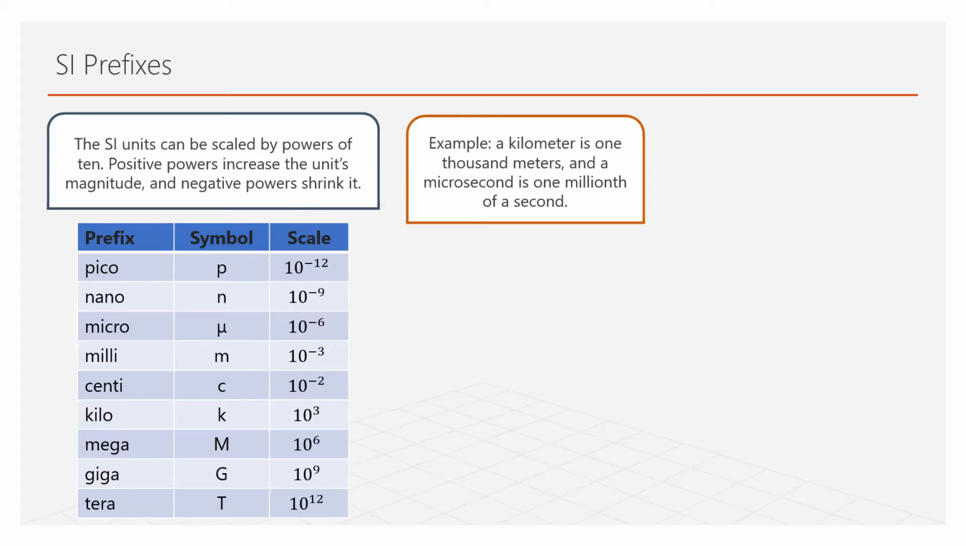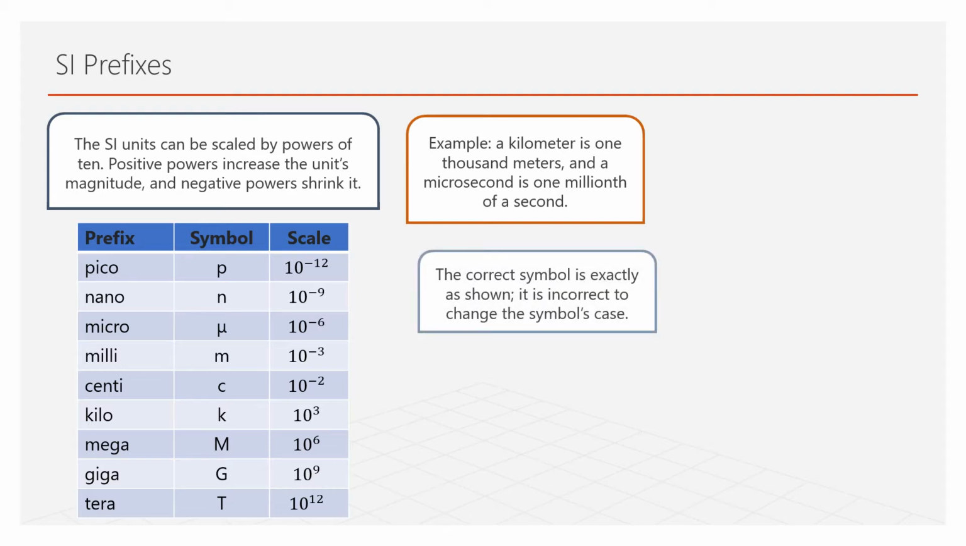First is pico, which is 1 part in a trillion. Then is nano, which is 1 part in a billion. Then is micro, which is 1 part in a million. Then is milli, which is 1 part in 1,000. Centi is 1 part in 100. Kilo is 1,000. Mega is 1,000,000. Giga is 1,000,000,000. And tera is 1,000,000,000,000.